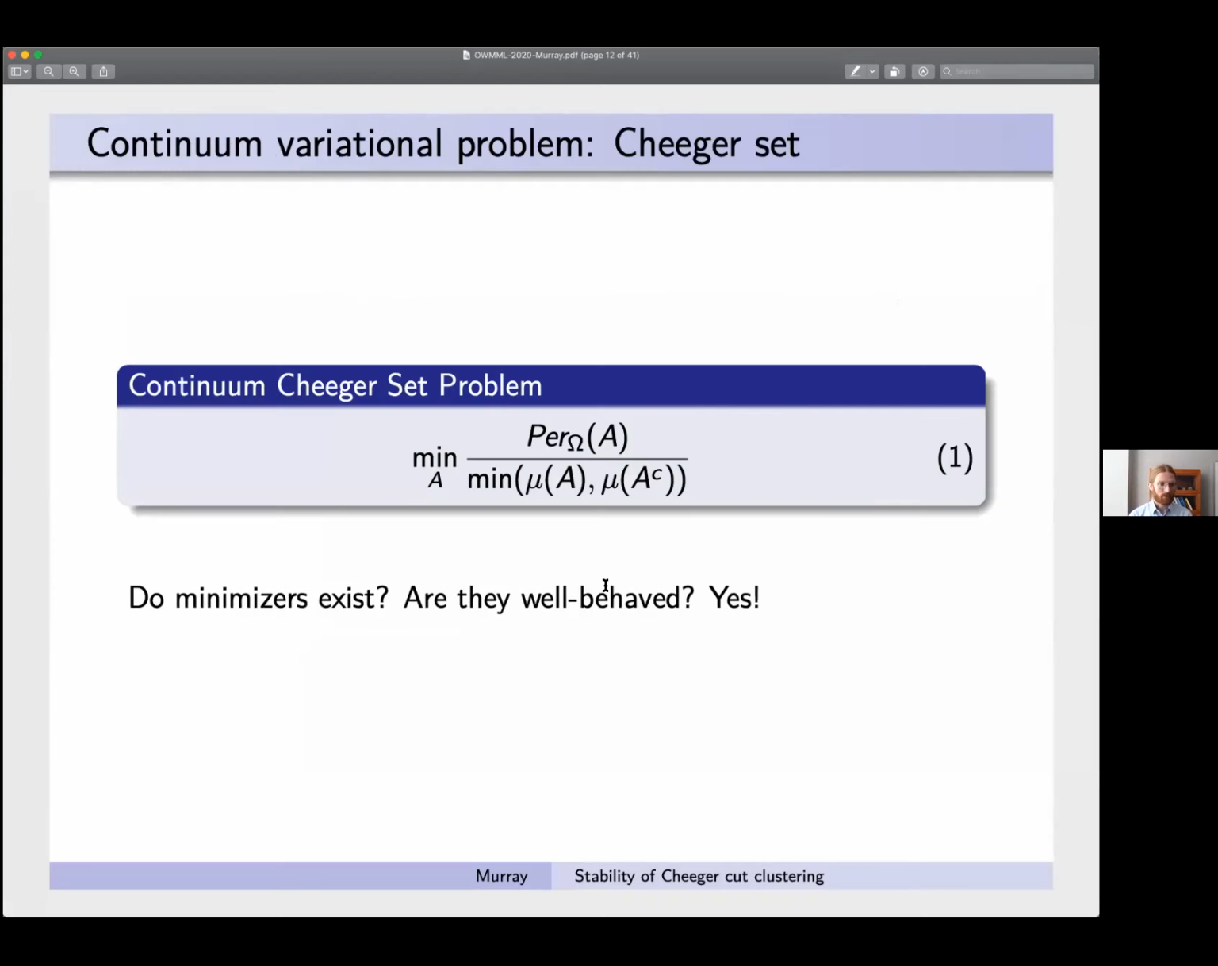All right, so this is our continuum Cheeger cut problem, or our Cheeger set problem: to minimize over sets A the perimeter divided by the minimum of mu of A and mu of A complement. A first question that someone approaching this from a variational standpoint would ask is, do minimizers exist to this problem, and are they well behaved?